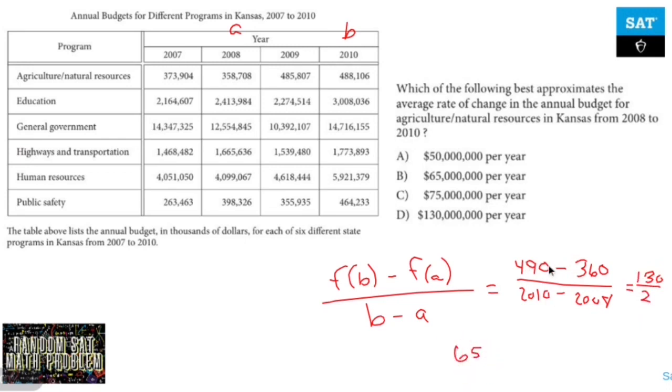Now, I used 490 when I chose 490K. So let's throw another 1,000 on there. And these are done in thousands of dollars. So let's throw another 1,000 on there. And we have ourselves 65 mil. Kansas, that's a lot of money.